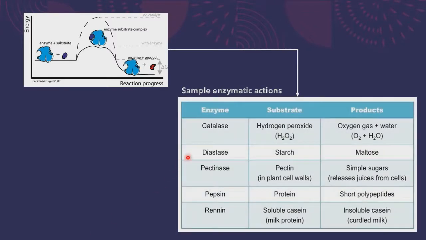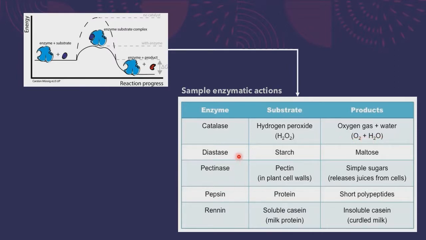So going back into the different enzymatic actions again, our enzyme works as a kind of biological help to lower down the energy barrier for our different biological processes to work. And there are sample enzymatic actions here. First, we have the enzyme called catalase. This catalase will have a substrate called hydrogen peroxide, and the product is oxygen gas and water.